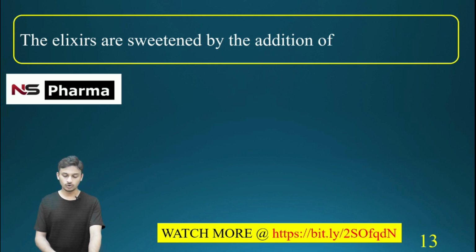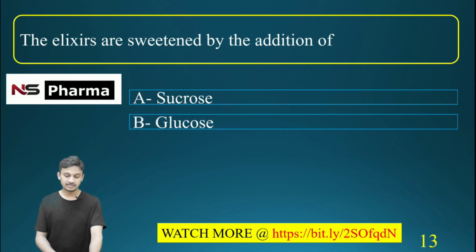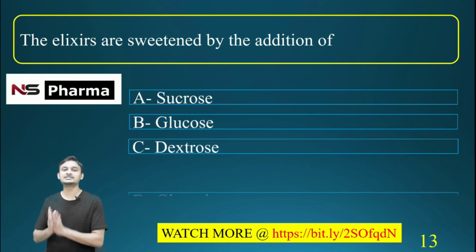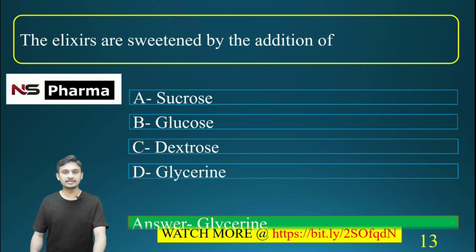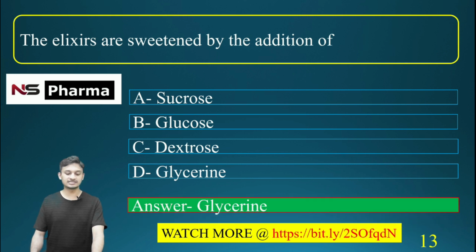Options are A sucrose, B glucose, C dextrose, D glycerin. The elixirs are sweetened by the addition of which? The correct answer is option D, glycerin. Elixirs are sweetened by the addition of glycerin.